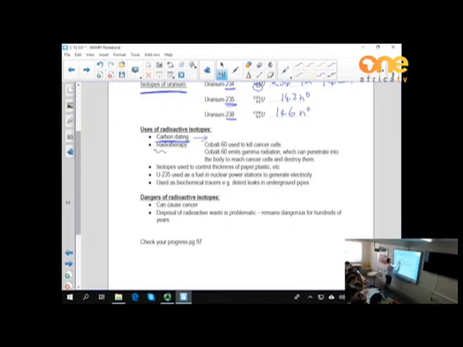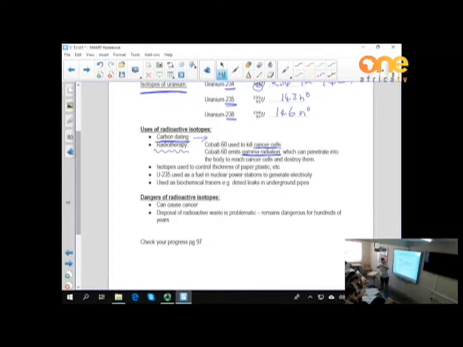Now, radiotherapy. Cobalt-60 is used to radiate cancer cells. Cobalt-60 emits gamma radiation, so it's not a particle, it's a wave. Now, particles, if I want to get a particle to go through something, the experiment we do with diffusion, where we put the filter paper in and the gas particles can diffuse through. Why can the gas particles get through? There are spaces. Do you understand?